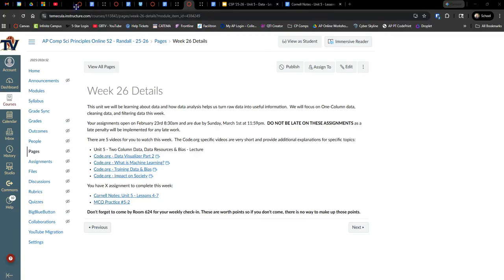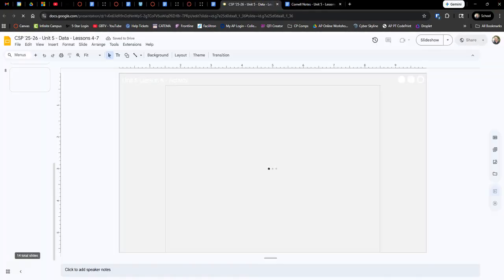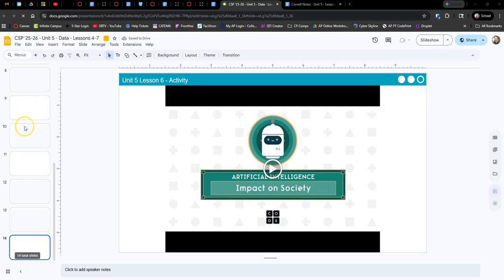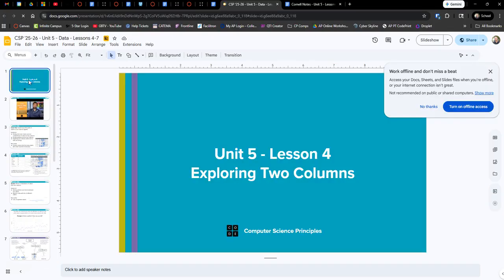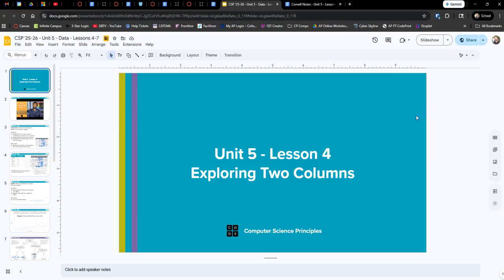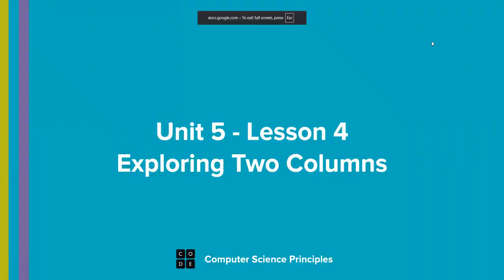As you are going through these, again, you're going to be doing some Cornell notes as I talk about this. We're starting off looking at lesson 4. This is going to go into 2-column data. If you remember last week, we talked about different ways to visualize data, and we really talked about 1-column data, which was your bar charts and your histograms where you can create those buckets. When we're talking about 2-column data, we're talking about exploring 2 different columns of data at the same time.